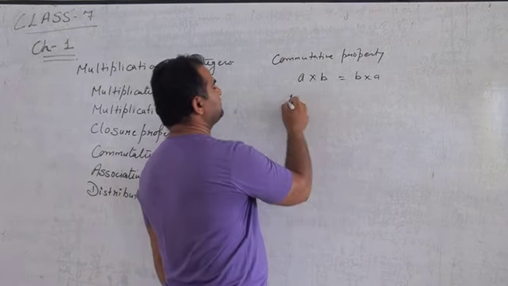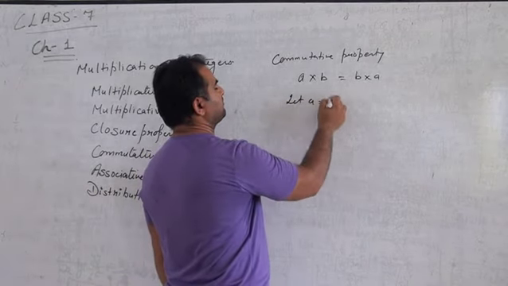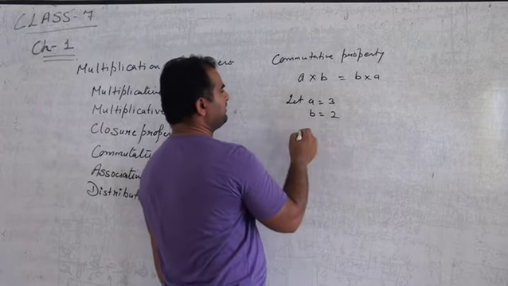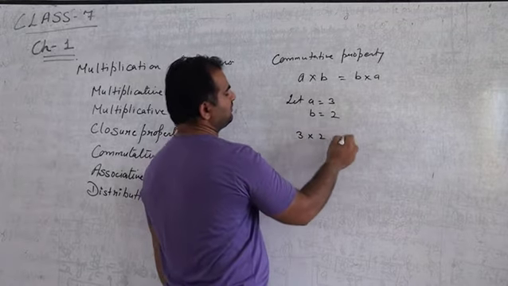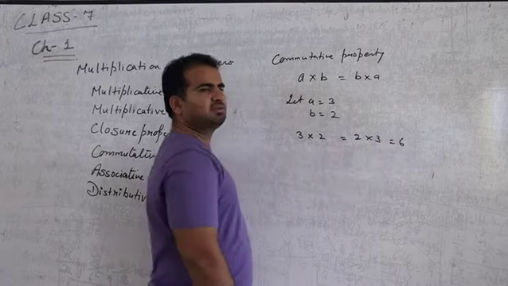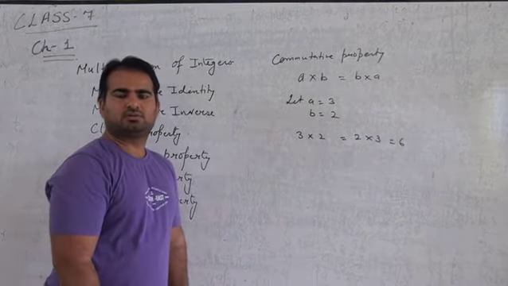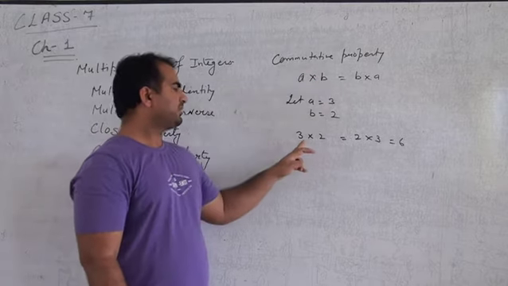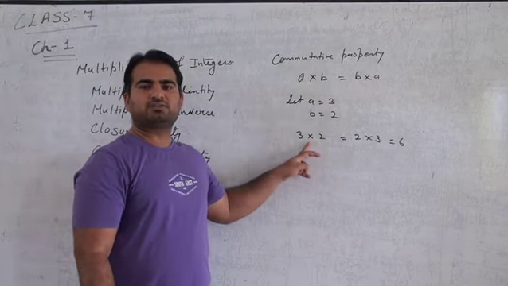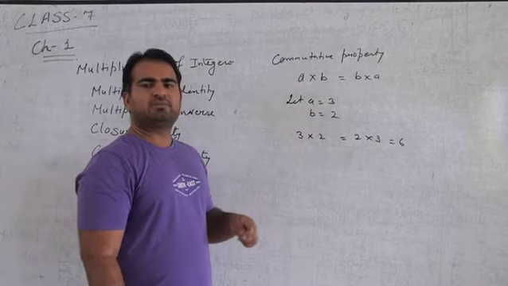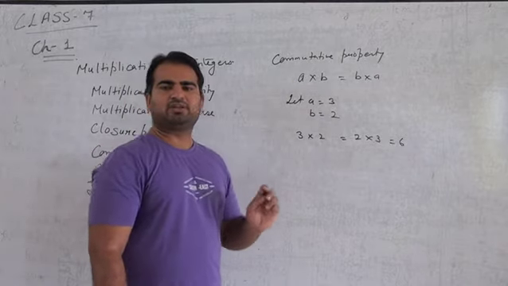Let A equal 3 and B equal 2. Placing the values, 3 into 2 is equal to 2 into 3. The answer will be 6. So the commutative property over multiplication is applicable.